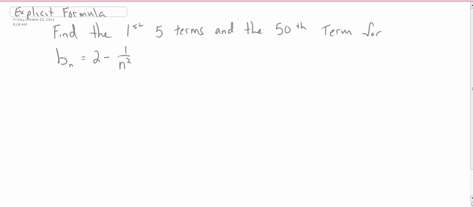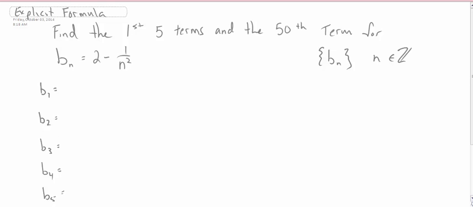So, here we go. Find the first 5 terms and the 50th term for b sub n equals 2 minus 1 over n squared. So a sequence is a rule that generates a list of numbers where n is usually, I'm not going to say always, but usually an integer. So I want the first 5 terms. What that's saying is I want b sub 1, b sub 2, b sub 3, b sub 4, and b5. The subscript tells us the term.